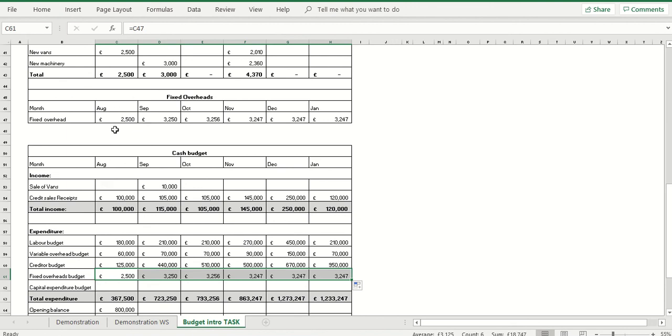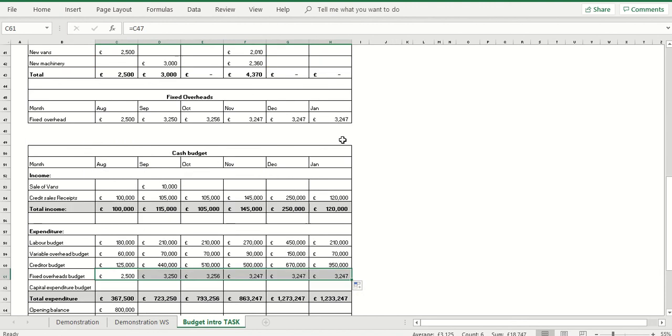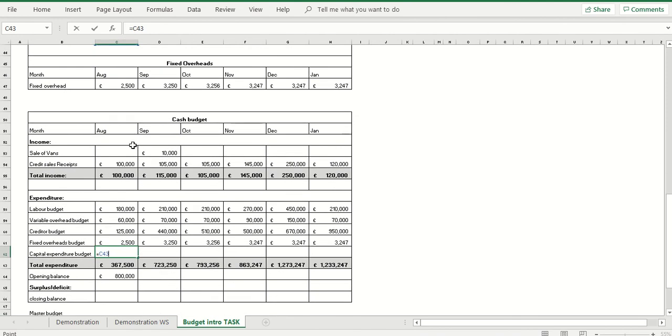And our capital expenditure is given to us here. The total is noted here. So again, we will copy this whole item down to here. So that's equal to, so in the month of August, we expect to spend £2,500. That's what's here. And we can move this along.